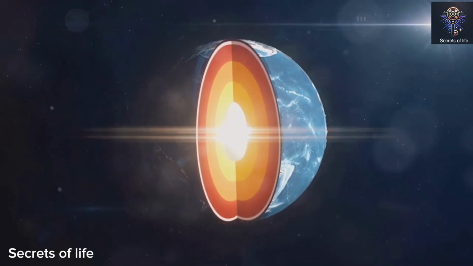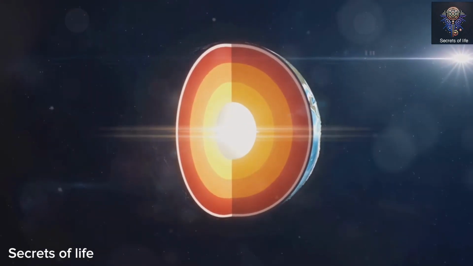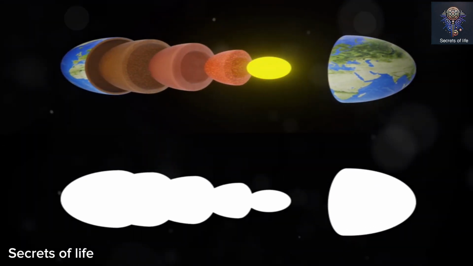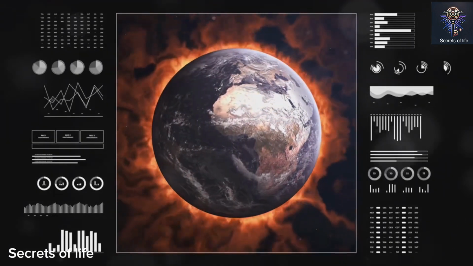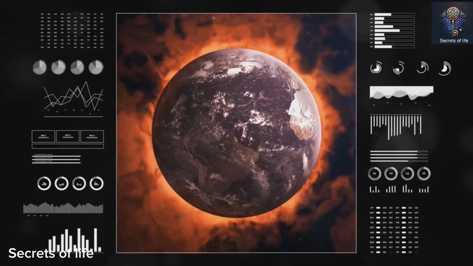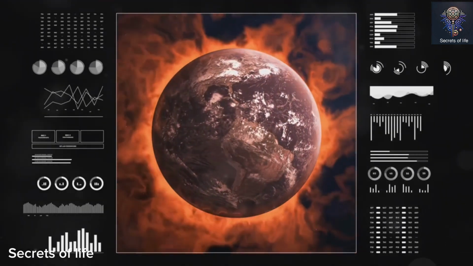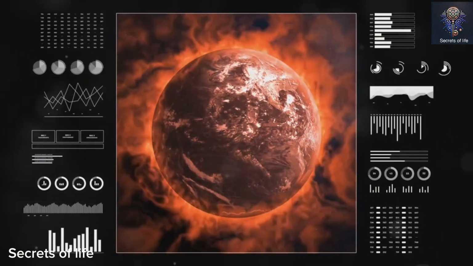Section 9. The inner core, a solid center. Deep within our planet, beneath layers of rock and molten metal, lies a fascinating and mysterious region. At the very center of the Earth lies the inner core, a solid ball composed primarily of iron and nickel. This core is not just a simple sphere, it is a dynamic and complex structure that has intrigued scientists for decades.